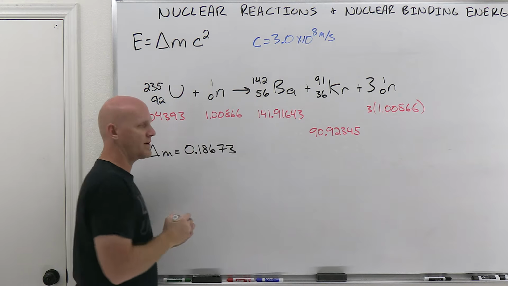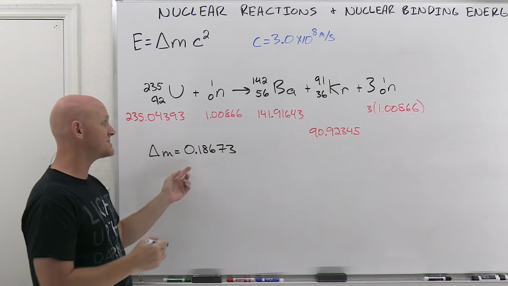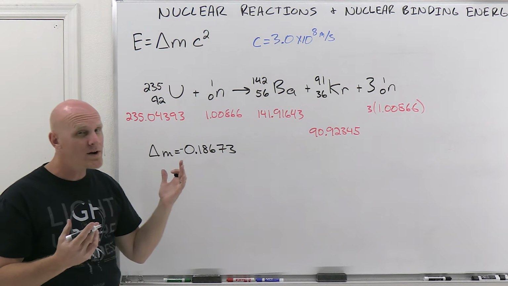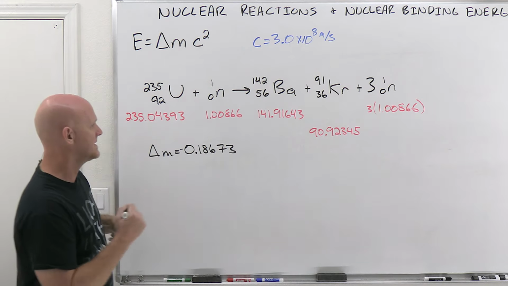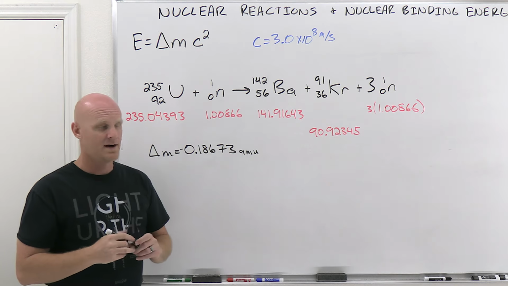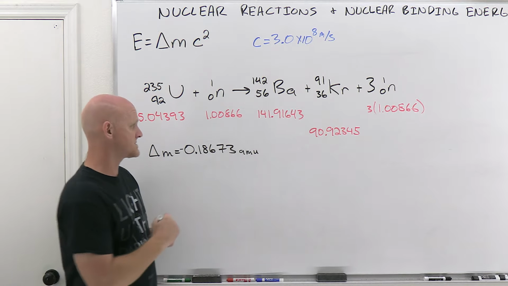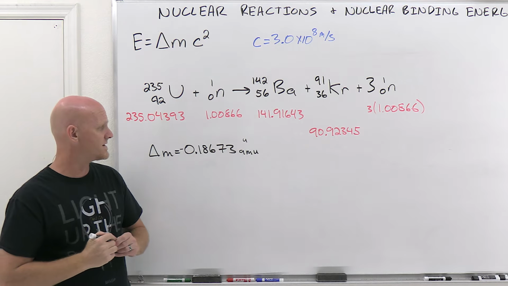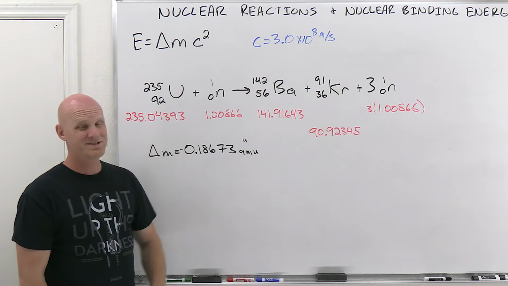And technically, it's customary to do products minus reactants so that this comes out negative. But the truth is, we're just going to plug in the absolute value into this formula anyway. So that's our mass defect. Unfortunately, this is in atomic mass units, which nowadays is also symbolized with just the lowercase italic u. It's just in atomic mass units.